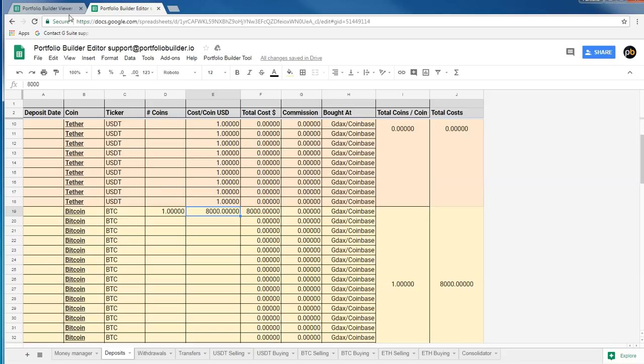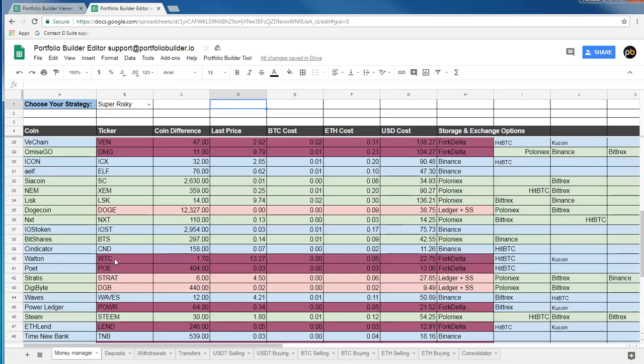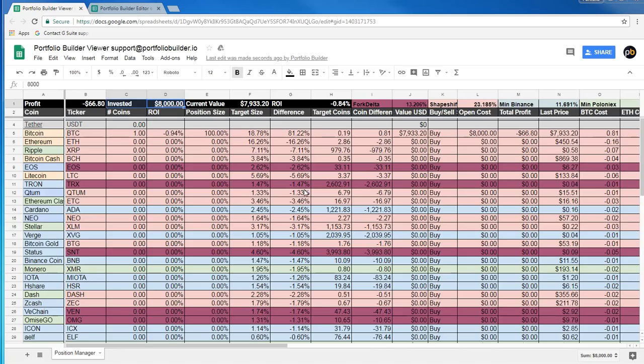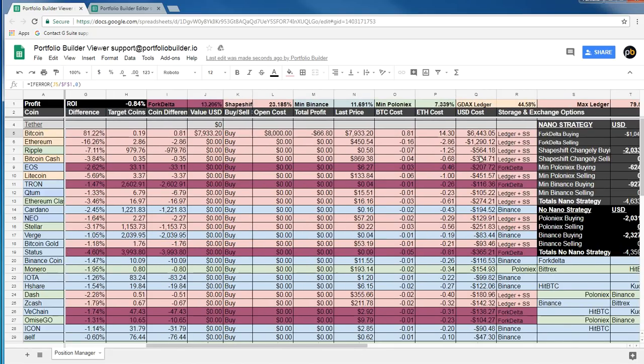And so it just updated. Let's see what it says we need to do. So if we go back to the client viewer, you can see it says we have a 100% position in Bitcoin. And if we scroll over to this side, it shows us what we have too much of and too little of.